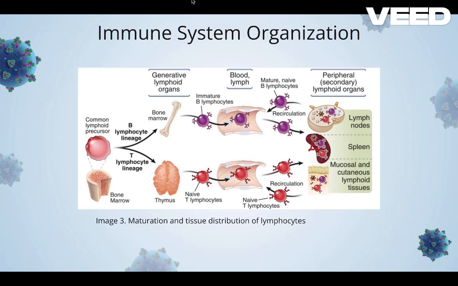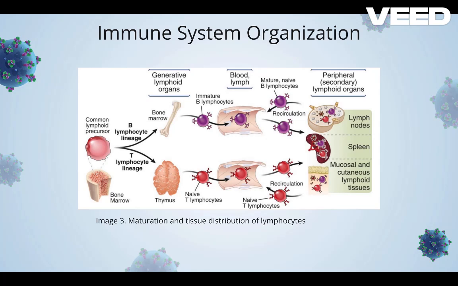Now, the immune system organization. So there are two specialized tissue groups that are called the primary and secondary lymphoid organs. So the primary organs are the bone marrow and thymus. Immune cells like T cells and B cells are produced in the bone marrow. As for maturation, B cells stay and mature in the bone marrow, while T cells mature in the thymus.